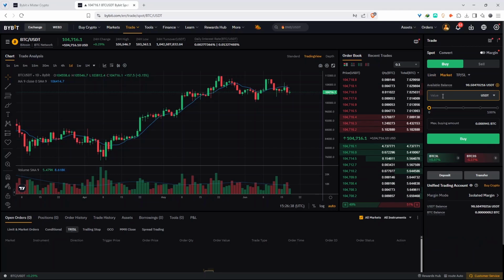Let's say you want to buy BTC at the current price, right? So, you would enter that amount here and just hit buy. And just like that, you have bought some BTC.